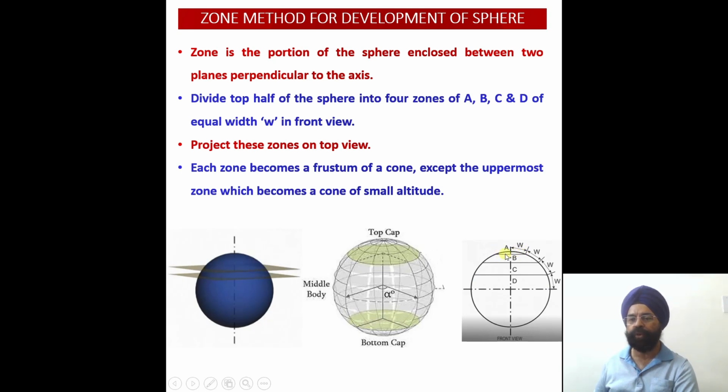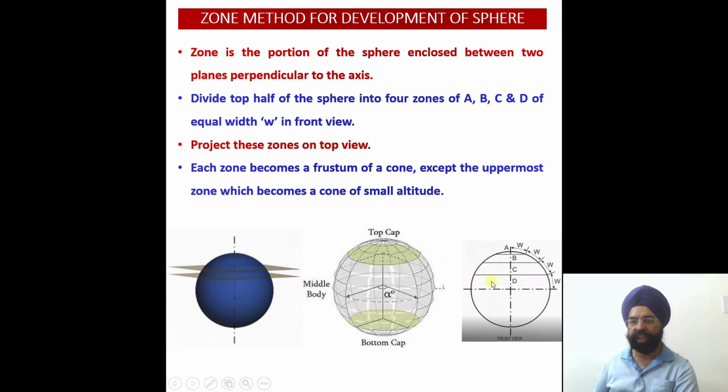The development of this portion will be done as if we approximately assume that the uppermost portion of the sphere behaves like a cone, and this development will be based upon the development of the cone. Whereas for the rest of the segments, there can be 2 or 3 segments in the upper hemisphere, the development will be done, once again as an approximation, assuming that each sector behaves like a frustum of a cone.